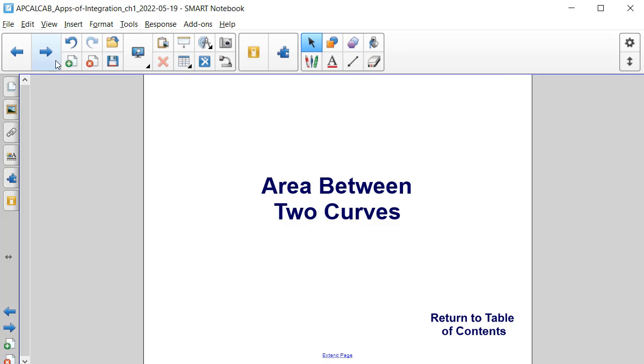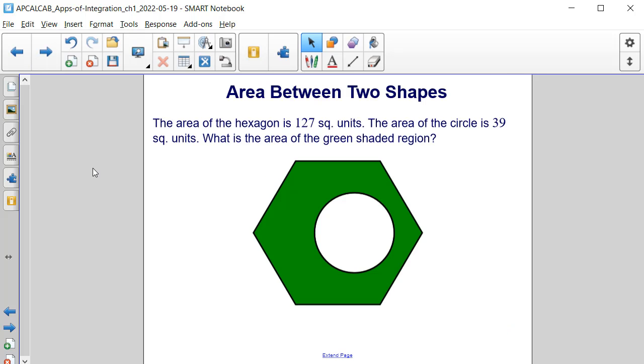Area between two curves. The area of the hexagon is 127 square units. The area of the circle is 39 square units. What is the area of the green shaded region?